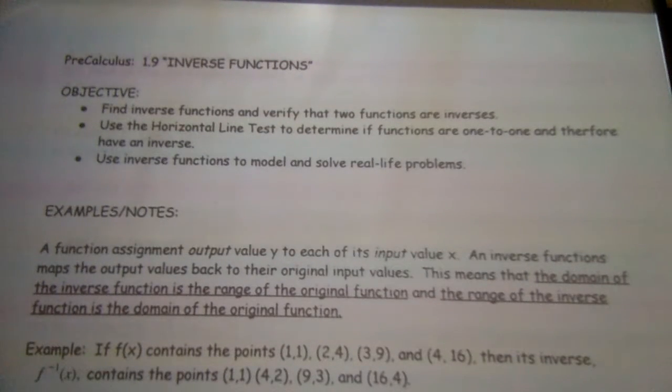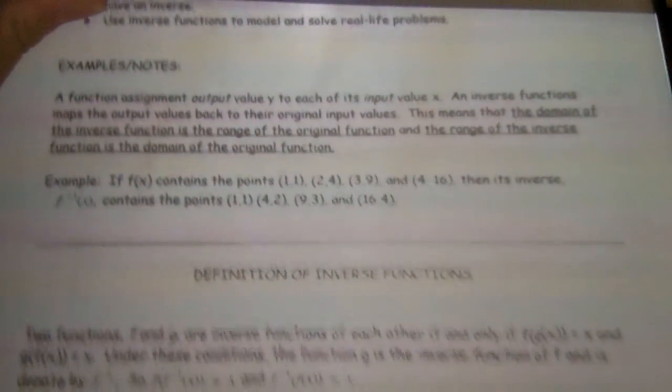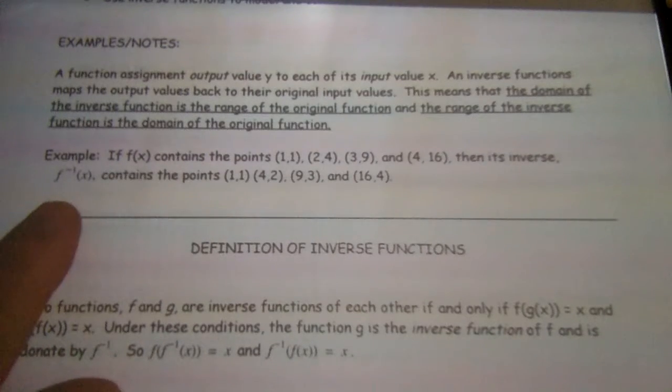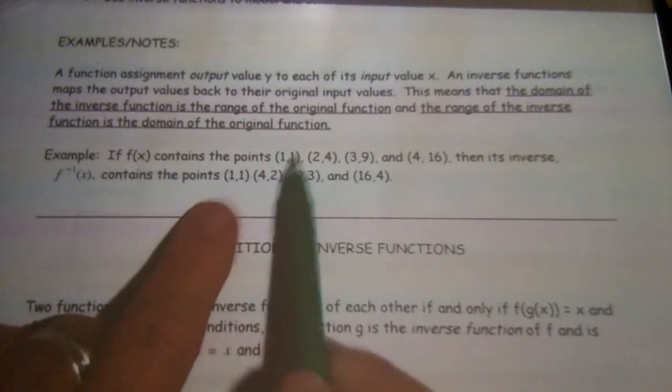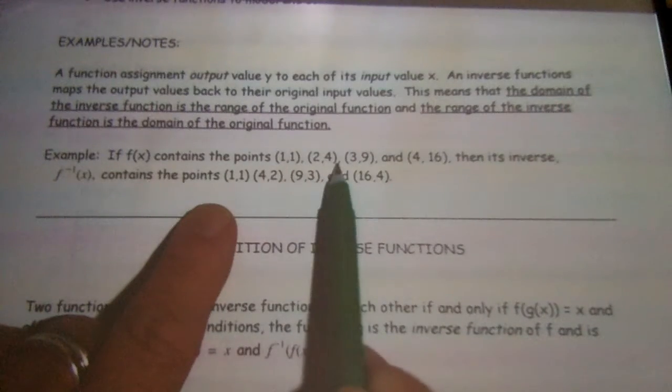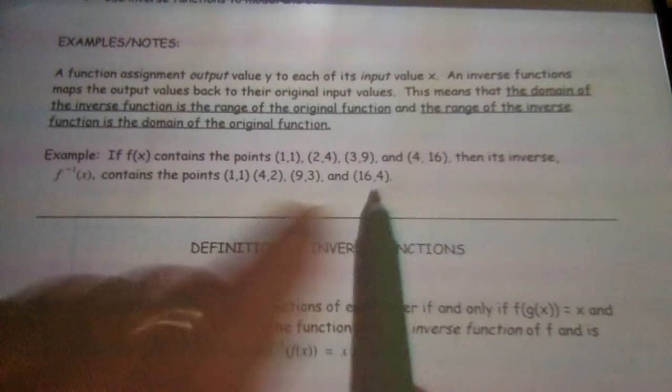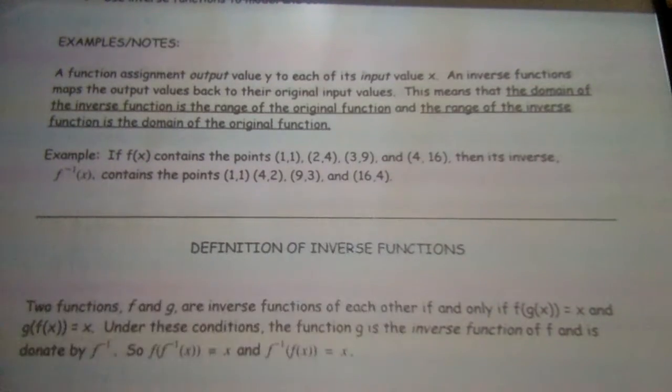So for example, if f of x contains the points (1,1), (2,4), (3,9), (4,16), then its inverse, which is written f raised to the negative 1, does not mean 1 over f of x, okay? f negative 1 of x means the inverse of f of x, and it is simply the ordered pairs switched. (1,1) stays (1,1). (2,4) becomes (4,2). (3,9) becomes (9,3). (4,16) becomes (16,4). That's what an inverse function is.